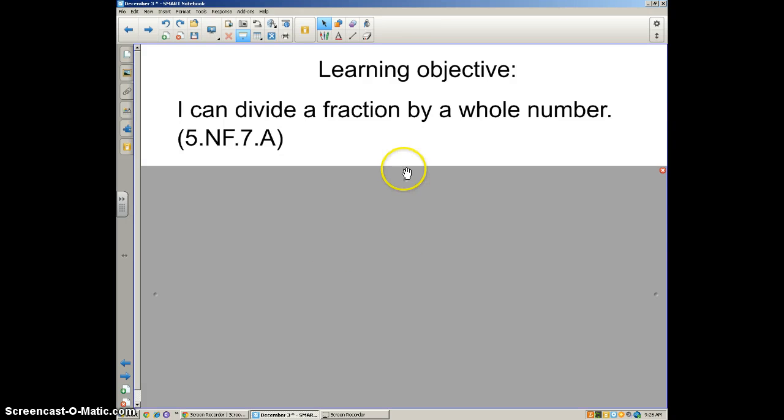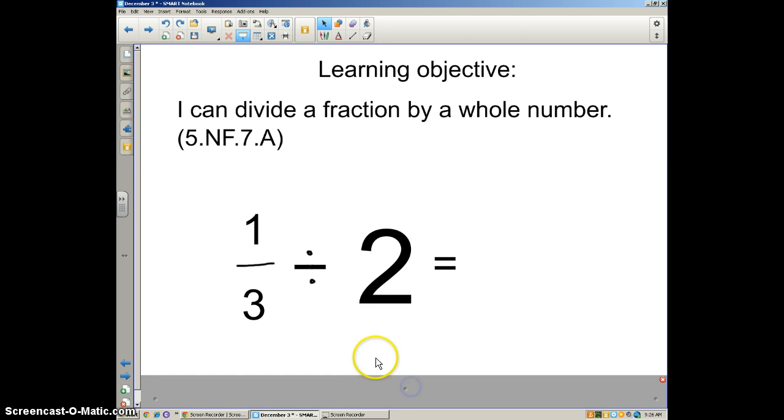Hi, I'm Mr. Nazarian. Today our learning objective is to be able to divide a fraction by a whole number. So our problem today is to take 1/3 and divide it by 2. In this case, the dividend is a fraction, 1/3, divided by a whole number, 2. So the divisor is a whole number.